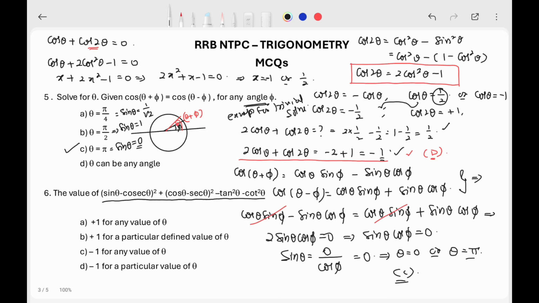Please try to do. What is cosecant theta? Cosecant theta is nothing but 1 by sin theta. I will give a hint: (sin theta minus cosecant theta) whole square is equal to sin square theta minus 2, since 2 into sin theta into cosecant theta is 2, plus cosecant square theta.